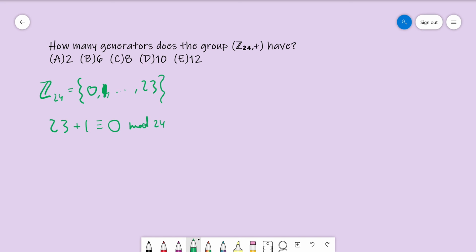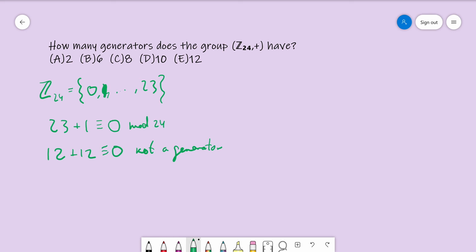So the question is, how many generators does this group have? And remember that a generator is an element that if you add it to itself enough times, you'll end up getting all the other elements of the group. So for example, 12 is not a generator because 12 plus 12 is congruent to 0. And then when you add 12 again, you're just going to get 12 again, and then you add another 12, and again, 0. So 12 is not a generator.